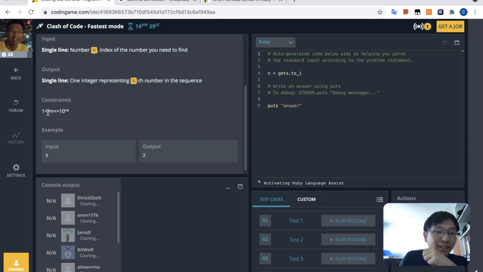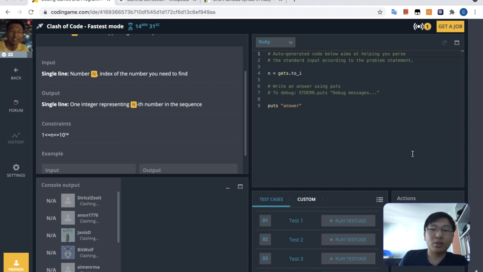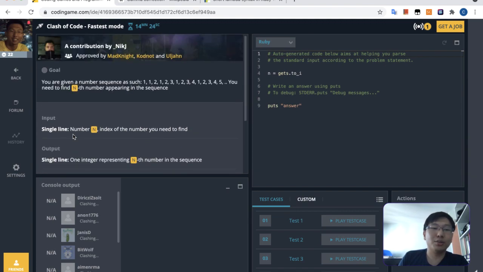Wow, 10 to the power of 14. What this means is that you cannot brute force calculate the solution, because a loop of greater than 10 to the power of 9 will need about 10 seconds to run already. And for a coding game, I think you only have 2 seconds to get your answer. So there's going to be a pattern, of course.